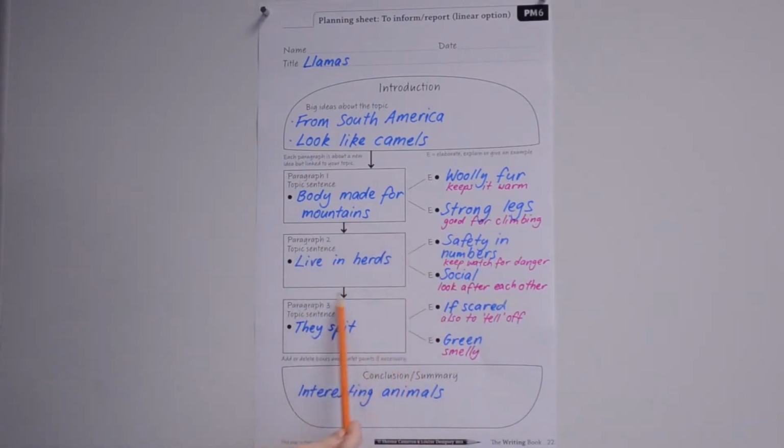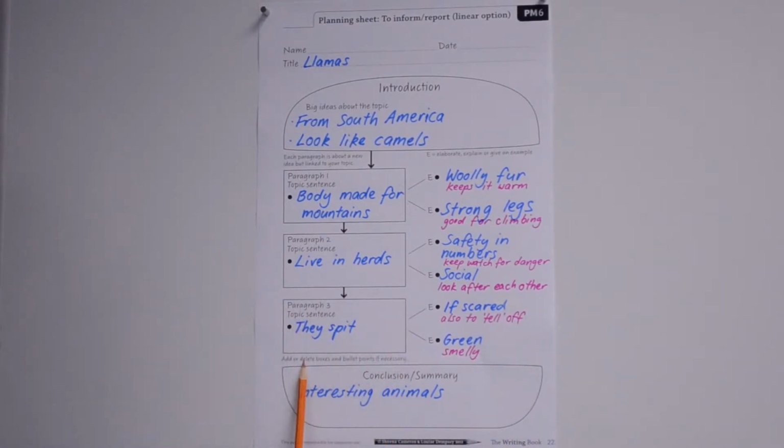For my paragraph 2, I have that they live in herds. Now this needs to be backed up. Why and how do they live in herds? Well, they have safety in numbers, which is really good. They keep watch for each other for danger. And also that they're very social, so they enjoy being friendly. They look after each other.